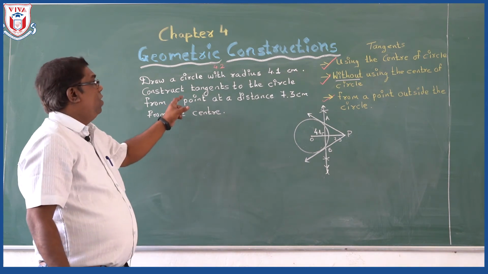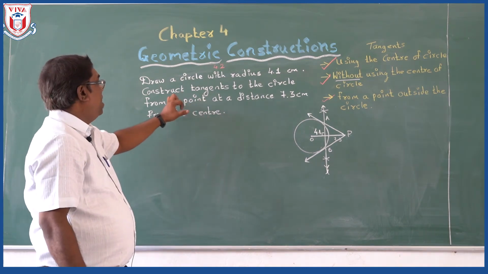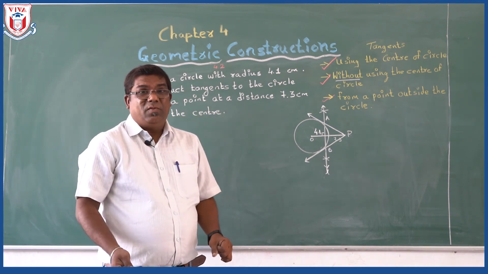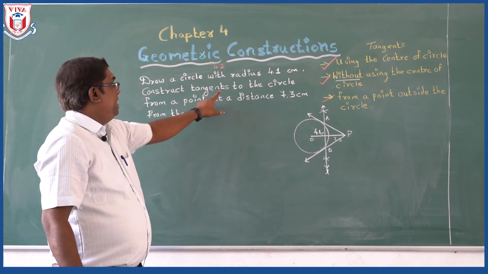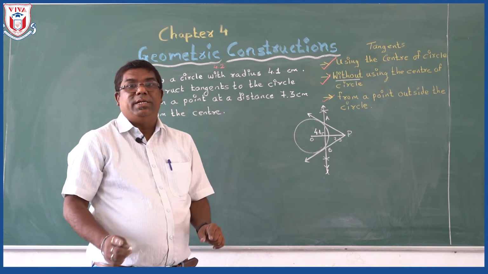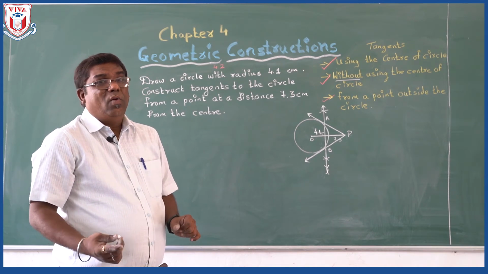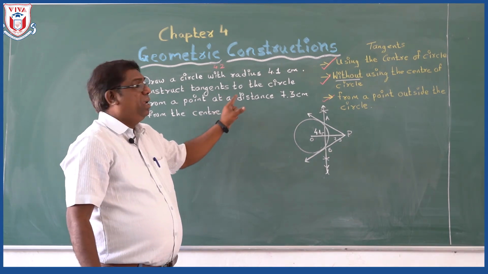Draw a circle with radius 4.1. Construct tangents. See here, singular or plural? Tangents. Not a single line is going to come, it's going to be two tangents. Remember that. Sometimes the students go with only one tangent.